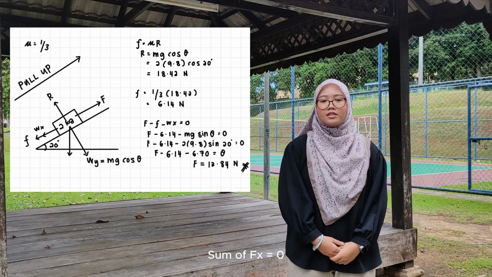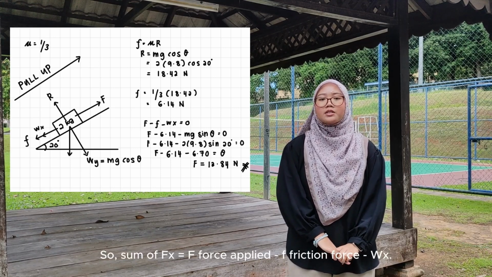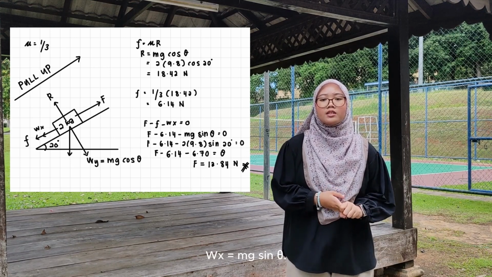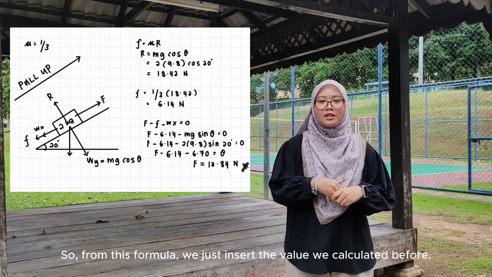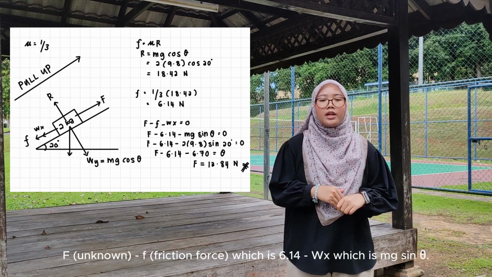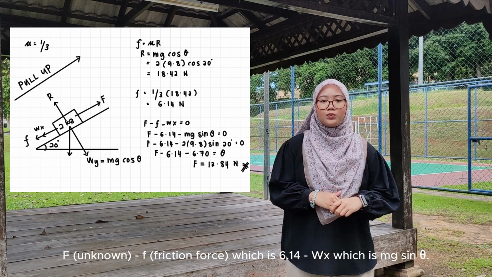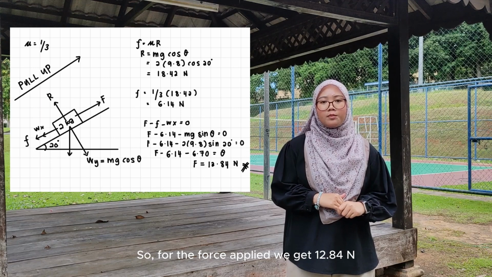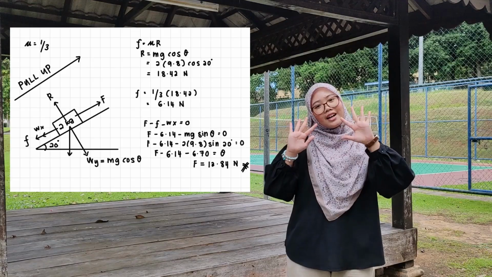The sum of Fx is equal to 0. So, the sum of Fx is the applied force minus the friction force minus Wx. Wx is mg sin theta. We insert the values we calculated before: F is unknown, minus the friction force which is 6.14, minus Wx which is mg sin theta. So, for the applied force, we get 12.84 Newton. That's all. Bye!